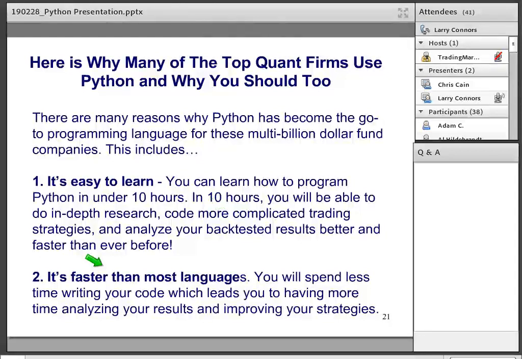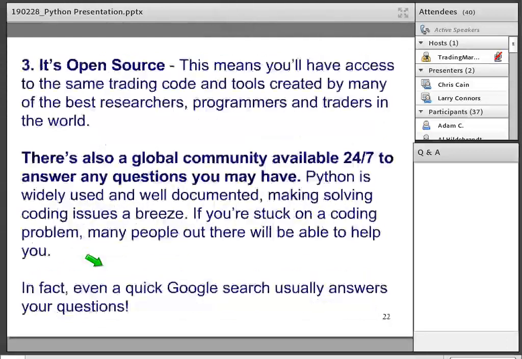And I'm going to show this to you when we walk through what a week-by-week looks like for the 5 weeks of this class. Number two, it's faster than most languages. You'll spend less time writing your code, which leads you to having more time analyzing your results and improving your strategies. Number three, and this is very important, and this is why I love Python, it's open source.